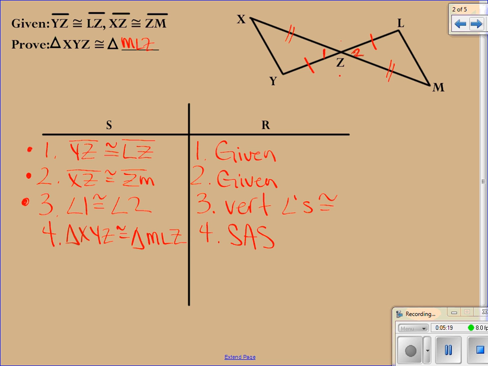Any questions on that proof? Proofs are still non-scary, right? Okay, with side, side, side, and now side, angle, side. So very straightforward. You're just looking for those three pieces of information, then you can say the triangles are the same. Ready to move on? All right.